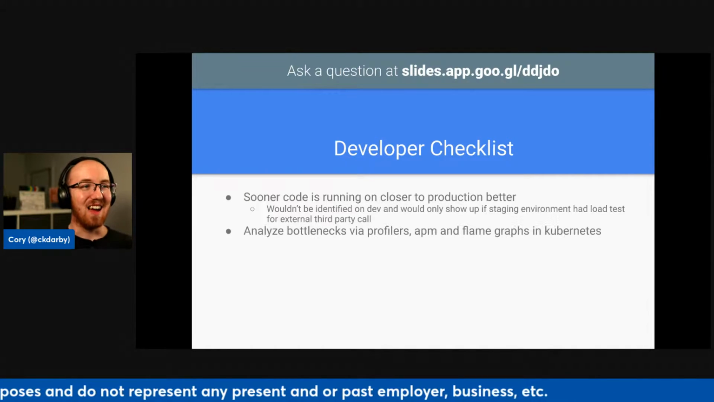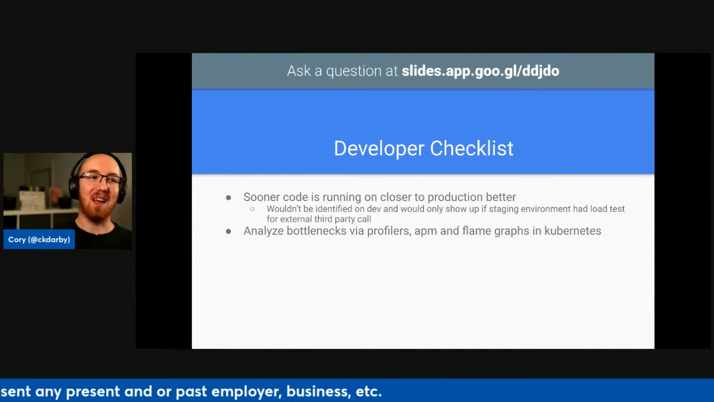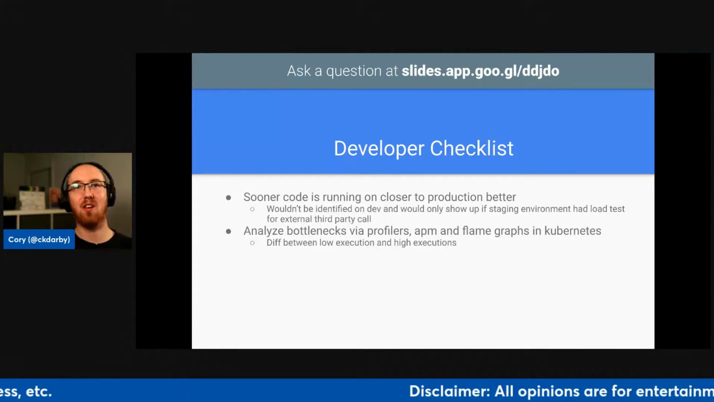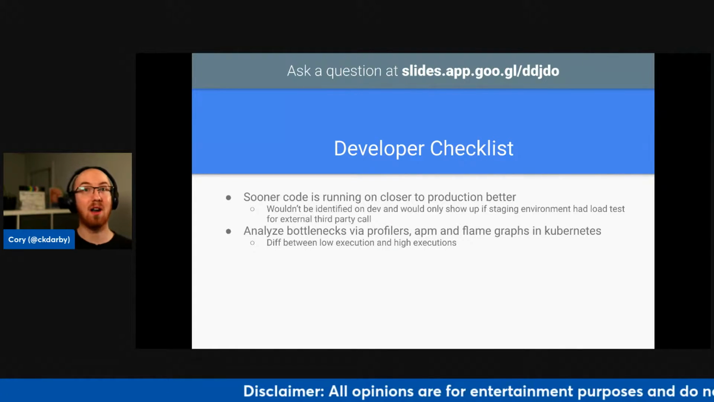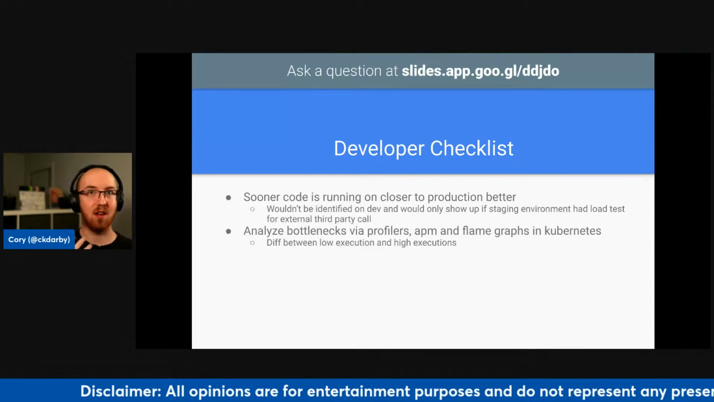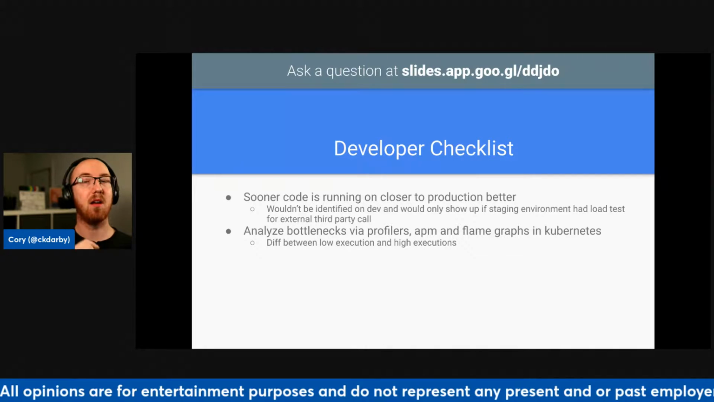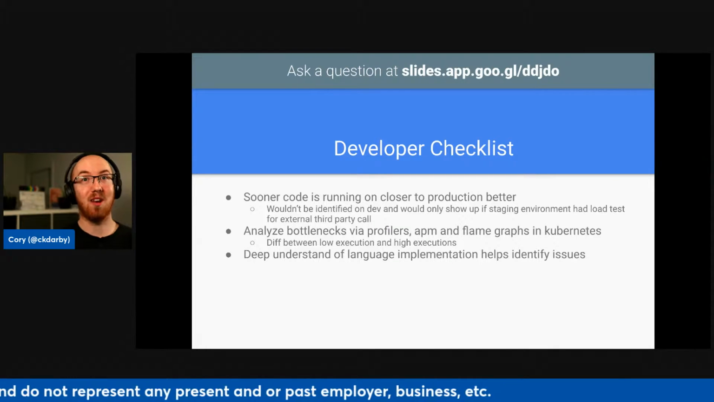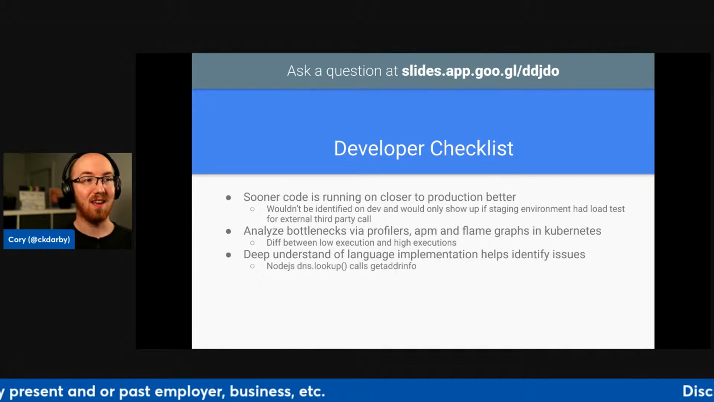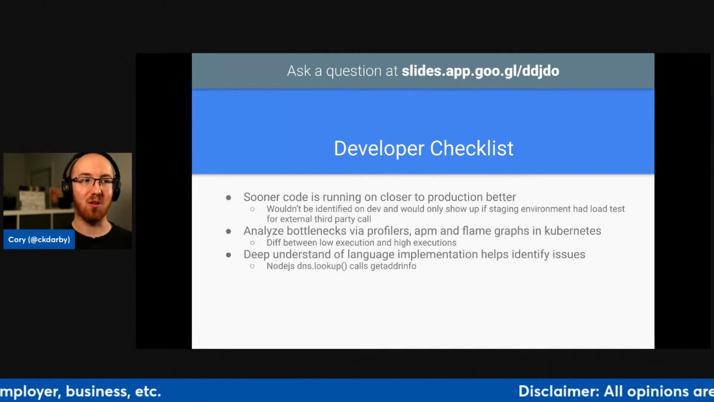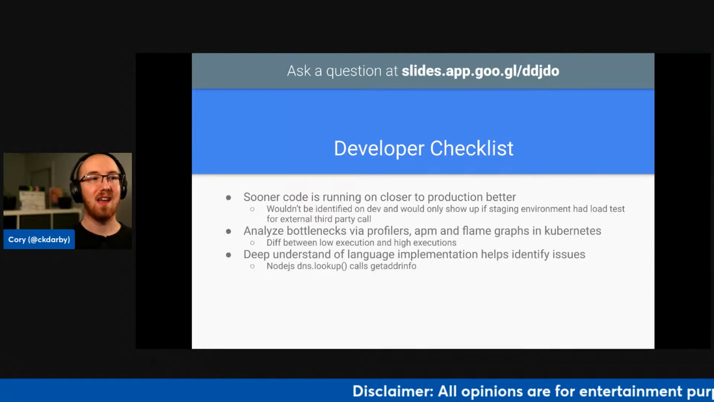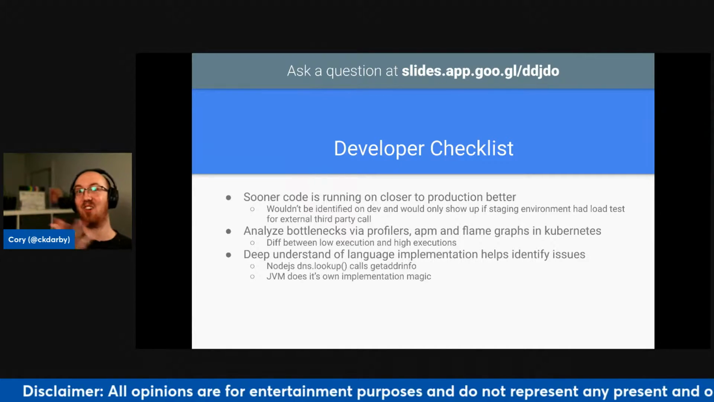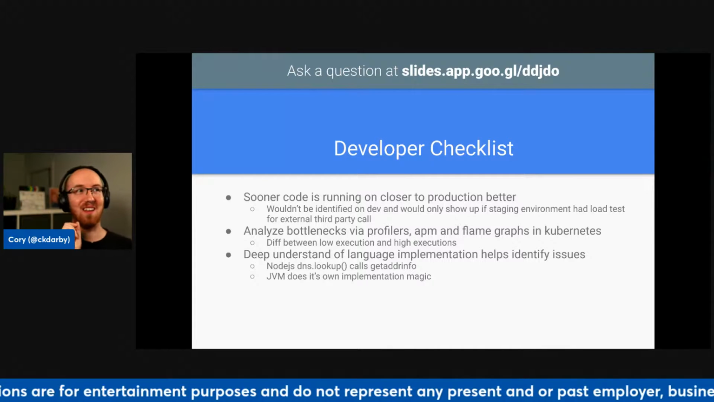So obviously, we want to analyze profiles, APM, and flame graphs, and we really want to look at diffs between our low execution times and our high execution times, because if you did that for this, you would notice right away that all of a sudden your DNS lookup stuff is starting to take a tremendous amount of time, and then you would start digging into why. Once again, you need to have a deep understanding, not just of Kubernetes, but of your language, because in Node.js, we do a DNS lookup, which is going to call getaddrinfo at the kernel. And in the JVM, it does its whole own implementation magic. So you have DNS cache actually in the JVM. So this is not an issue if you're running in the Java world.